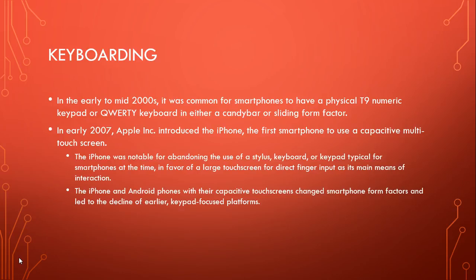Now, what has happened is the iPhone and Android phones with their capacitive touchscreens changed smartphone form factors, which led to the decline of other keypad-focused platforms. So the keypad kind of went away and everything went onto the phone. There are pros and cons of both styles. However, because of the success of Apple and Android coming to meet them, nearly all smartphones today are touchscreen only. You won't find a physical keyboard necessarily.